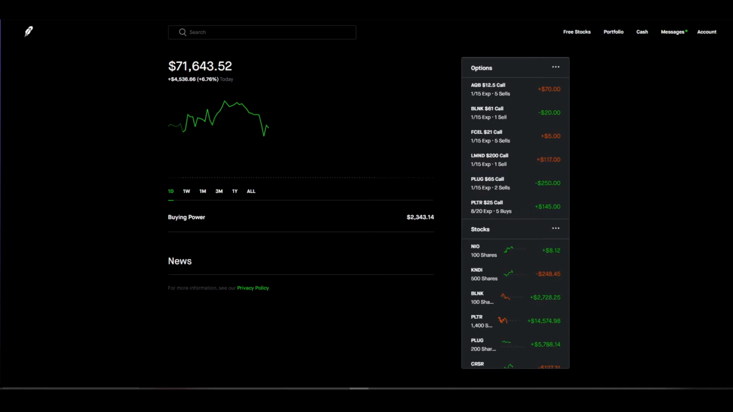So let's talk a little bit about what we see here in my portfolio. We have all these options on the side. We have some writes and some buys. We have 5 buys for Palantir, but everything else is me selling contracts.